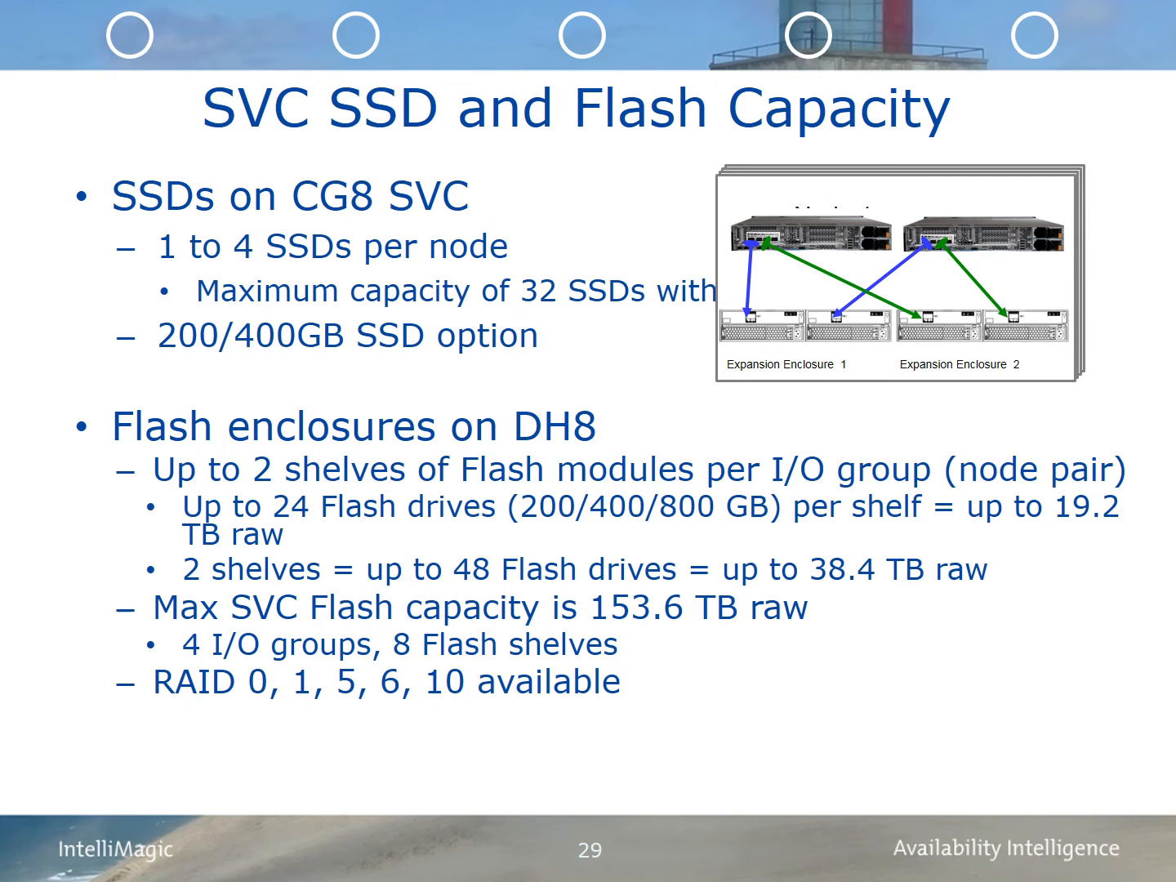Within the DH8, you can add up to 2 shelves of the flash modules, each shelf containing up to 24 flash drives at 200, 400, or 800 gig each, which is a total of 38.4 terabytes of raw space. The maximum SVC flash capacity is 153.6 terabytes of raw configured across the 4 IO groups, and you can have that configured as RAID 0, 1, 5, 6, or 10.